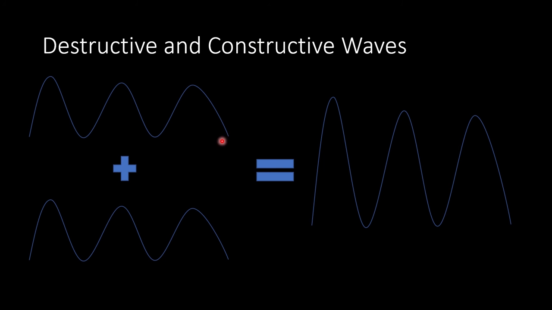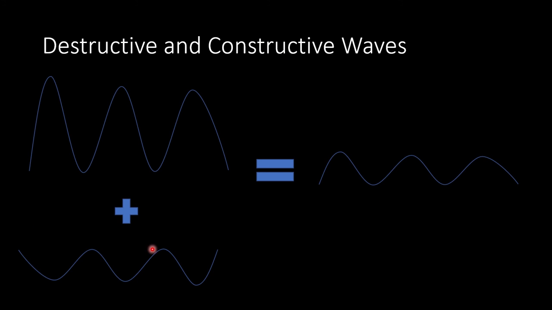The first one being constructive. If we look here, these two waves are equal. They have the same frequency, they have the same wavelength, and the troughs and the peaks line up, as you notice here. Now, what happens if these two waves collide is constructive interference, and the wave will grow. They will add to each other.